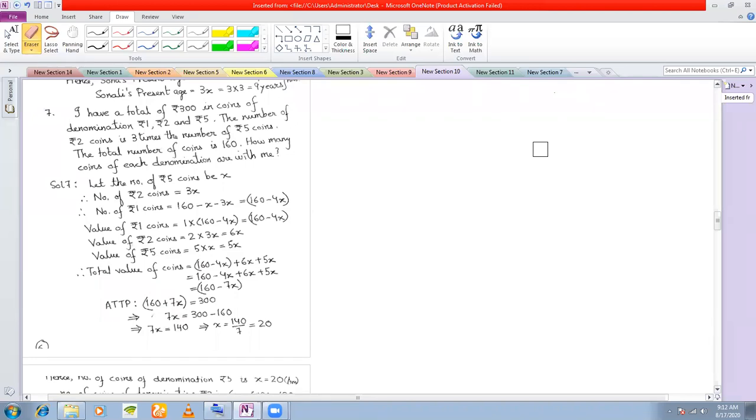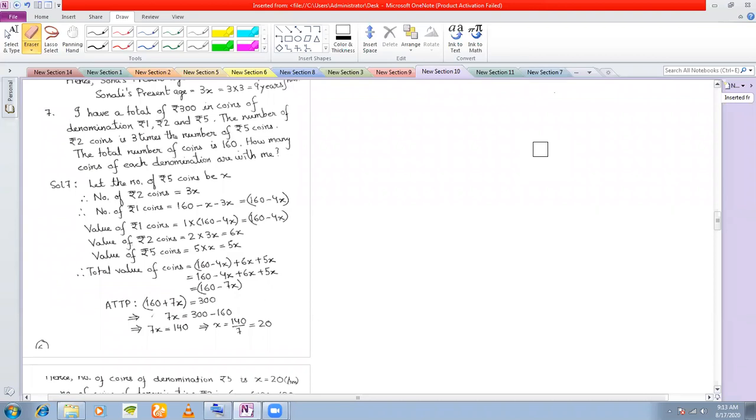So if I have, say, 6 2 rupee coins in my pocket, then the number of 5 rupee coins has to be only 2, because the number of 2 rupee coins is 3 times the number of 5 rupee coins. Suppose if I have 2 5 rupee coins, then the number of 2 rupee coins will be 6. You can understand it this way also, because the number of 2 rupee coins is 3 times the number of 5 rupee coins.